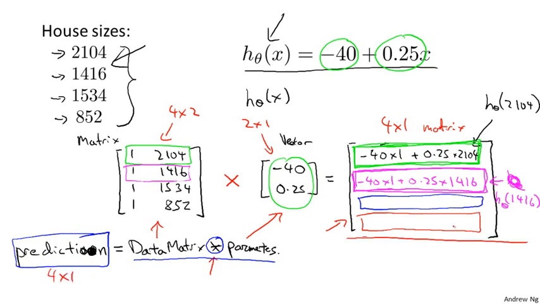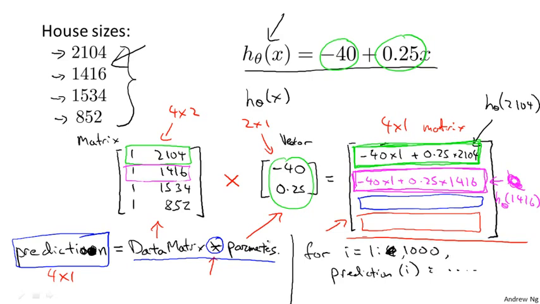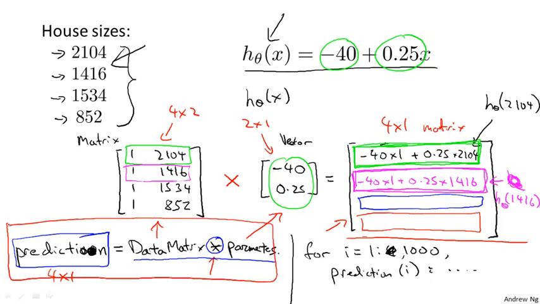And the alternative to doing this as a matrix vector multiplication would be to write something like, for i equals 1 to 4. And you have, say, 1,000 houses, it'd be for i equals 1 to 1,000 or whatever. But then you have to write prediction of i equals, and then do a bunch more work over there. And when you have a large number of houses, if you were trying to predict the prices of not just 4, but maybe 1,000 houses, then when you implement this in a computer, this is not true only for Octave, but for C++, Java, Python, other languages as well.